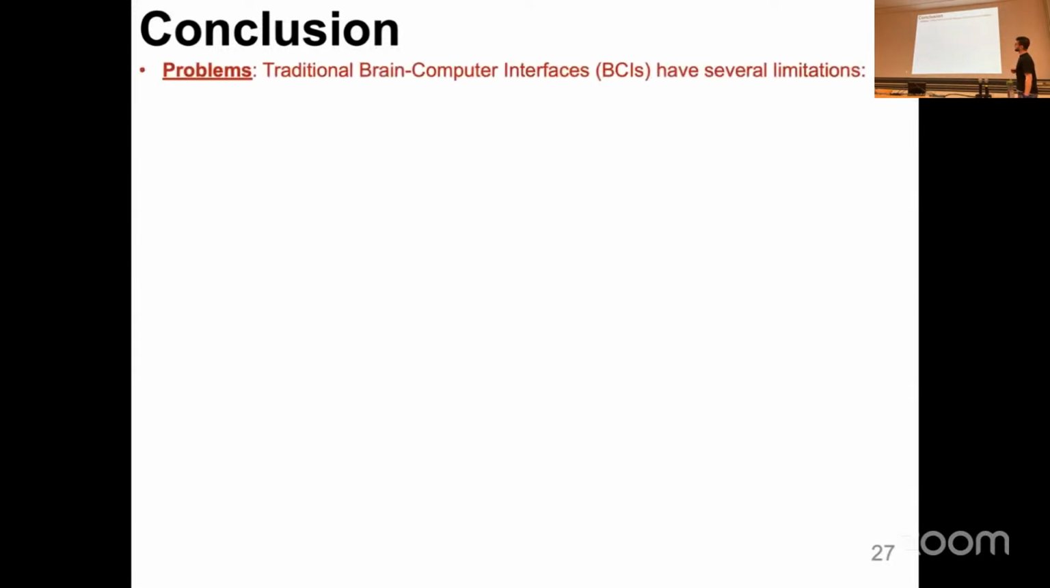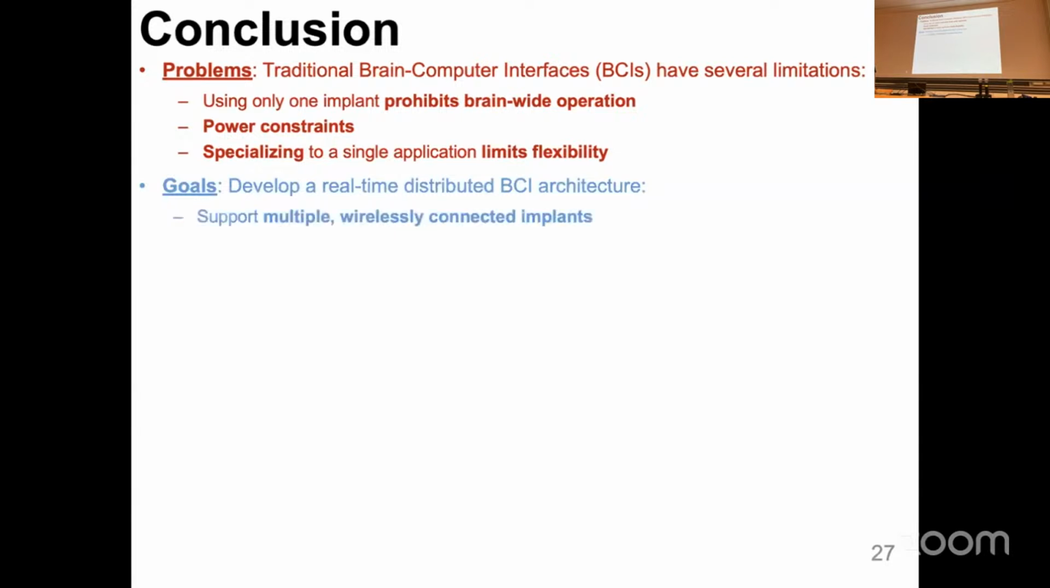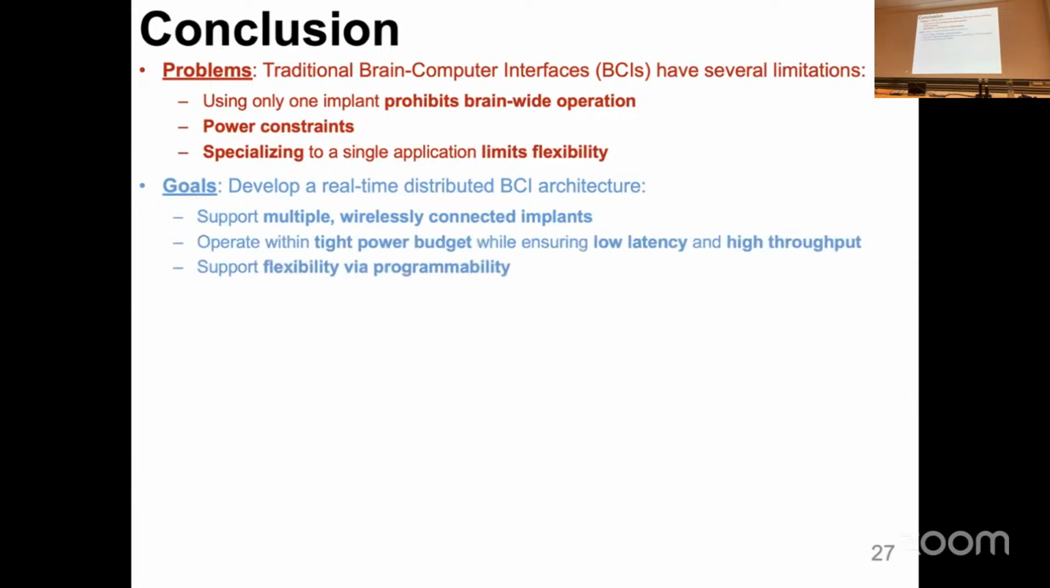So now for the conclusion, I will restate the problems briefly. The problems of traditional brain-computer interfaces, right? The constraint to a single brain site, the power constraint, and coping with this by specializing to a single application while sacrificing flexibility. The goals, again: we want to support multiple implants, stay within the power constraints, while also having the flexibility via programmability.